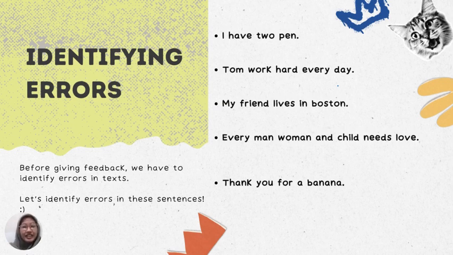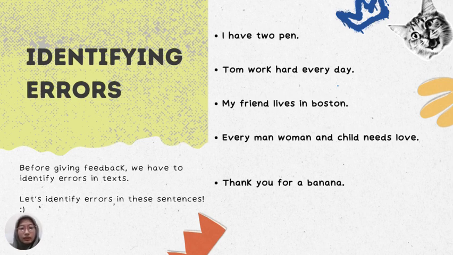And then for the third sentence, we have my friend lives in Boston. Can you spot the error? Here Boston is a city. So you have to change this B into a capital letter, because it's a city. My friend lives in Boston. The B has to be capital.